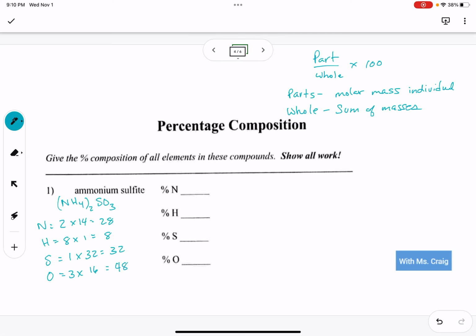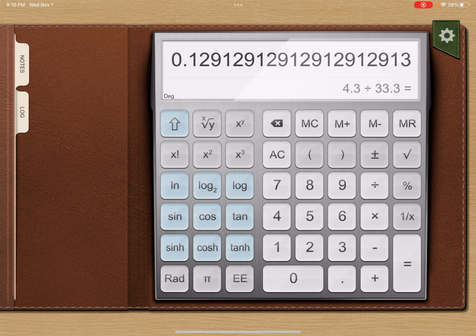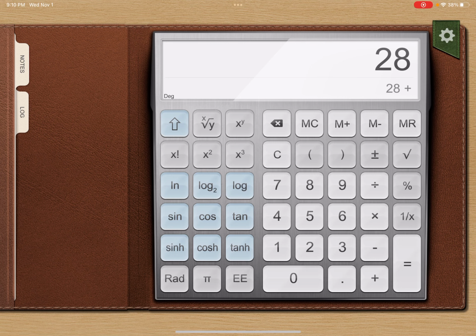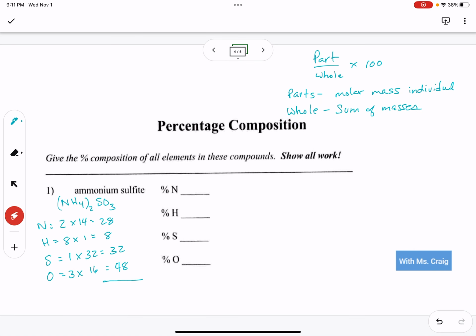Our whole is going to be the sum of them all. So we're going to add those up. 28 plus 8 plus 32 plus 48. Okay, 28, 8, 32, 48. 28 plus 8 plus 32 plus 48 is 116. So our whole is 116.